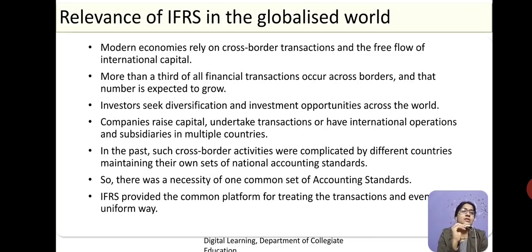Again, when investors seek diversification and investment opportunities across the world, definitely you need one common platform to facilitate. So again, companies raise capital and investors invest abroad, companies set up their branches abroad. So because of all these reasons, IFRS becomes more relevant in the current scenario.